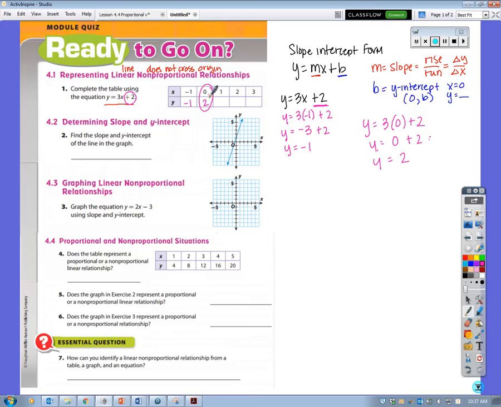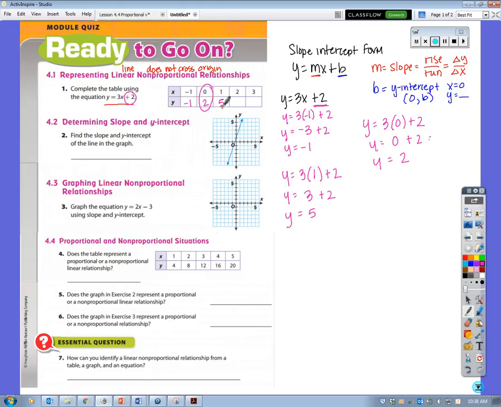So when given a table and the equation and asked to fill in the table, fill in all of your x equals 0 values right away, because it should be your y-intercept. Don't forget to include the sign. If this was a negative, that would be a -2 here. Then we can continue to plug our x values into our equation. Our next x value is 1, so y equals 3 times 1, which is 3, plus 2. 3 plus 2 is 5. So when x is 1, y is 5.